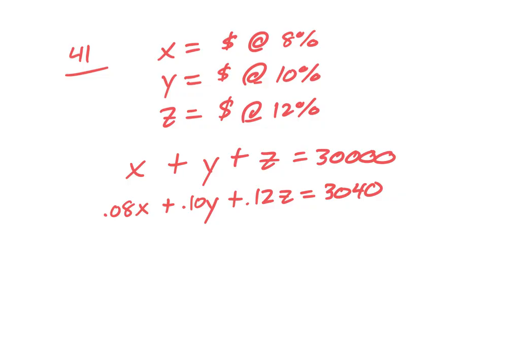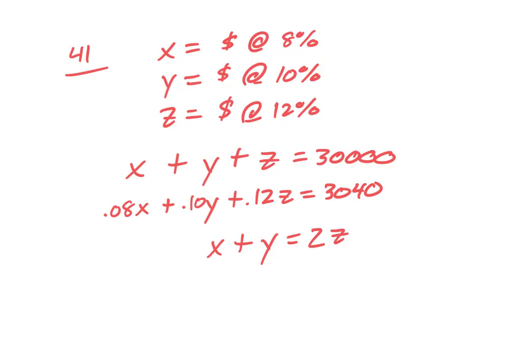So I'm going to say X plus Y equals twice the amount borrowed at 12%. So 8% and 10% together is double the amount borrowed at 12%. Okay, those are my three equations.